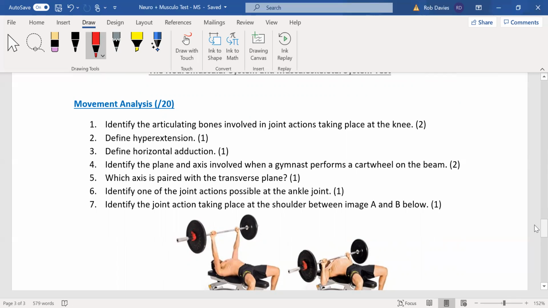Number three, the definition of horizontal abduction. So that is movement of a limb forward while it's held parallel to the ground. Movement of a limb forward while it's held parallel to the ground.